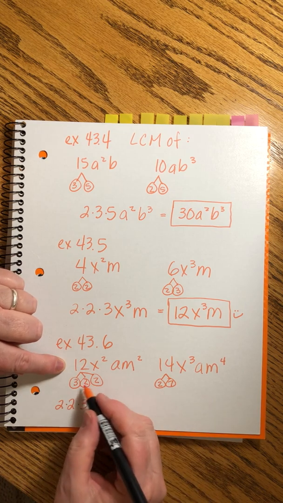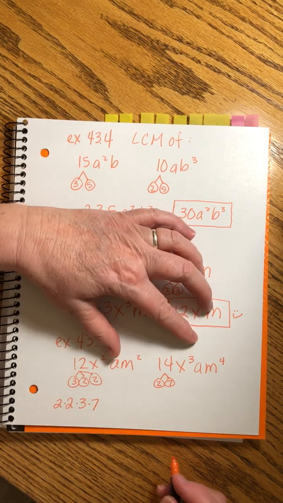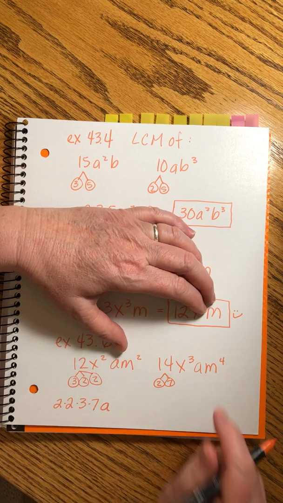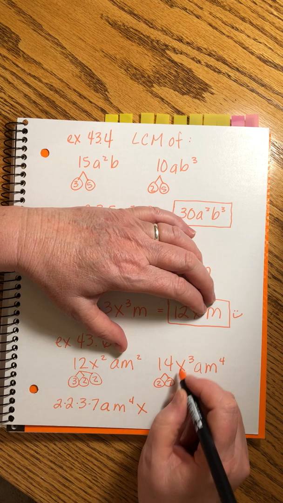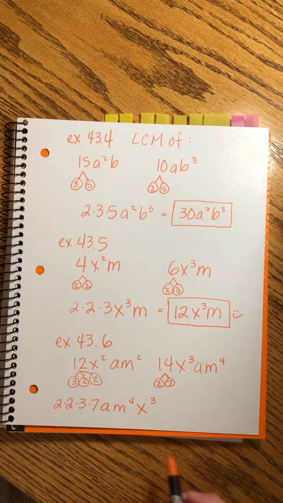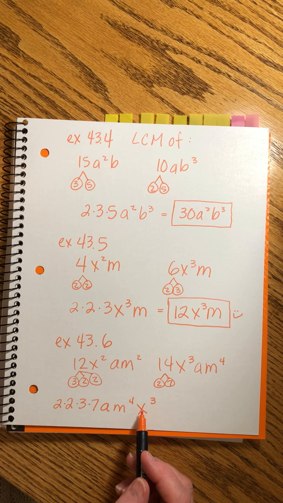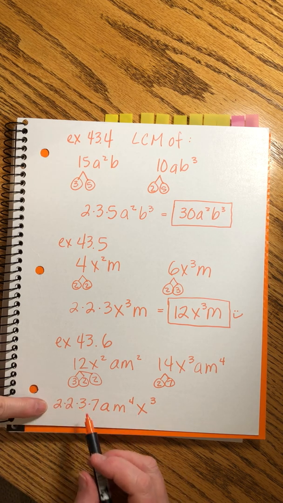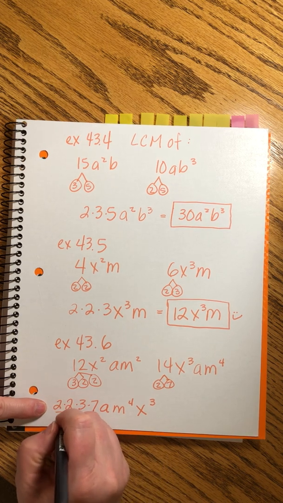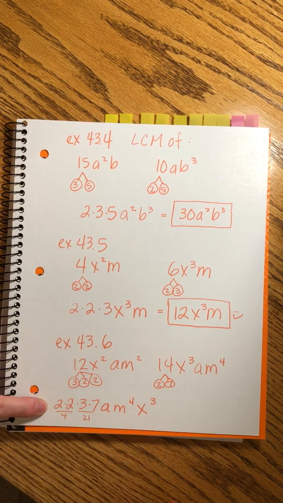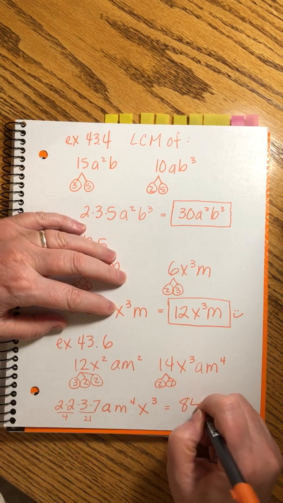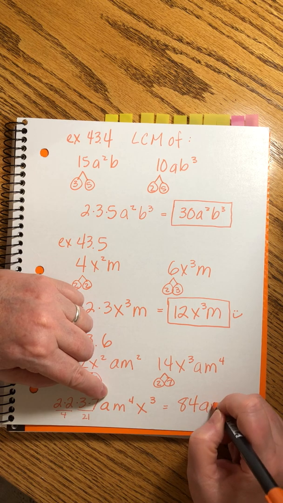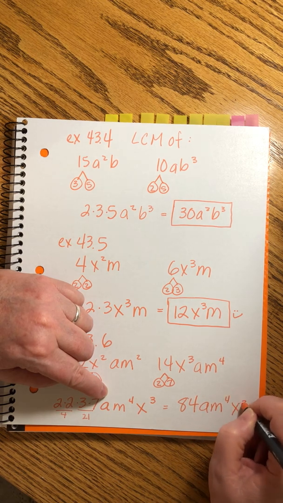I don't need to add a 2. I've already got the 2's. And then let's look at these. M to the fourth, x to the cubed. I always prefer to go alphabetical. Now we have to make sense of this number. What if we just go 4 times 21? That equals 84. And then we'll write this in order. M to the fourth x cubed.